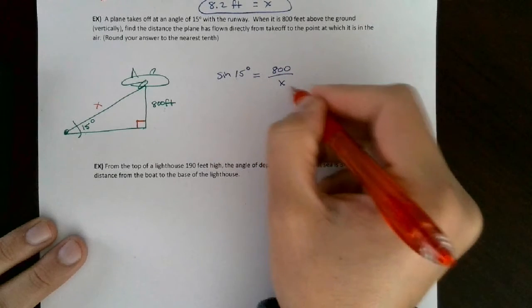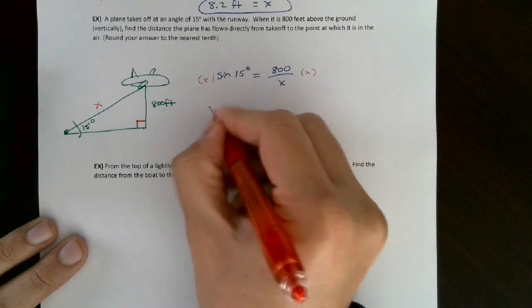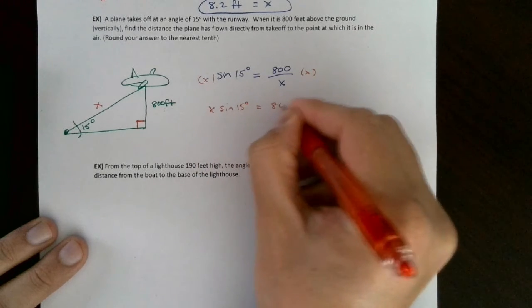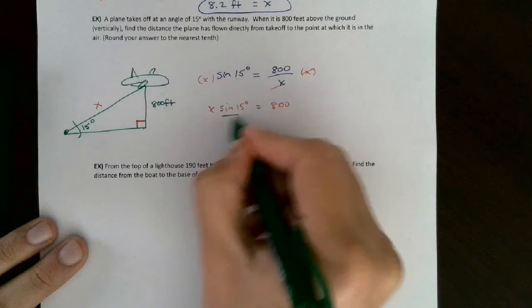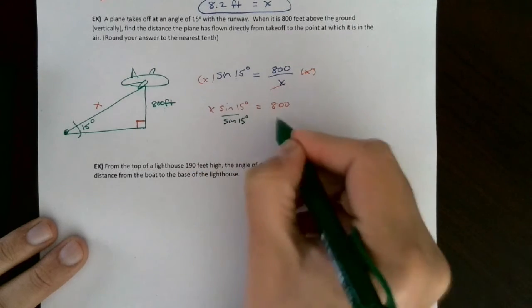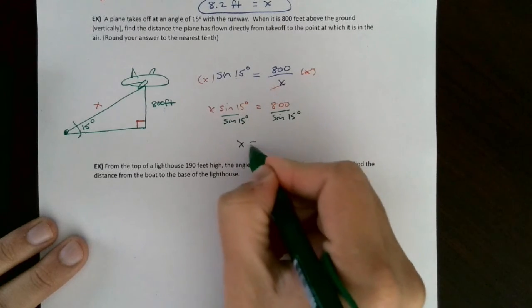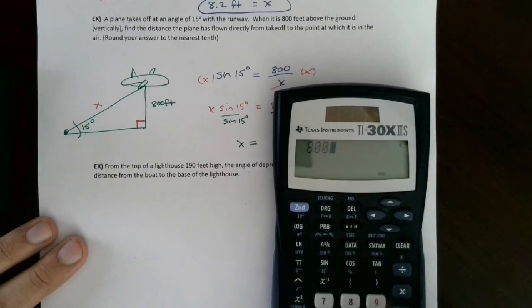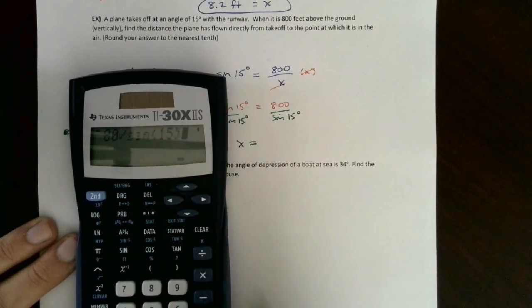Now we just want to solve this. To solve this, remember, you have to get x out of the denominator first. So I'm going to multiply both sides by x. So I have x times the sine of 15 degrees is equal to 800, because these x's cancel. And then we want to divide by the sine of 15 degrees. So you get x is equal to, or approximately, it says round to the nearest tenth, so we're going to do 800 divided by the sine of 15 degrees.